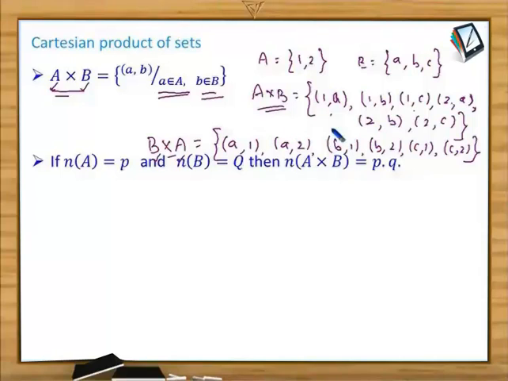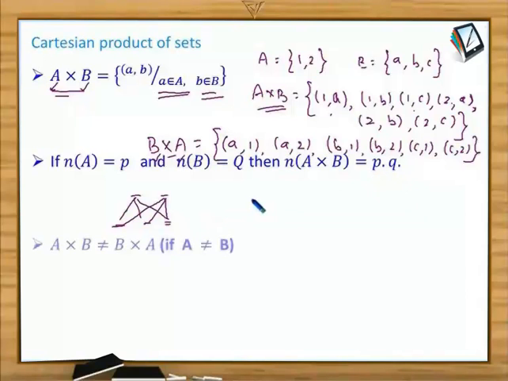Now the reason is also very simple. When my A has 2 elements and my B set has 3 elements available in it, then each of these elements can be mapped to one element of B. Similarly, the second element can also be mapped to these 3. Therefore, that will result in 6 ordered pairs, right? That's the logic behind this.